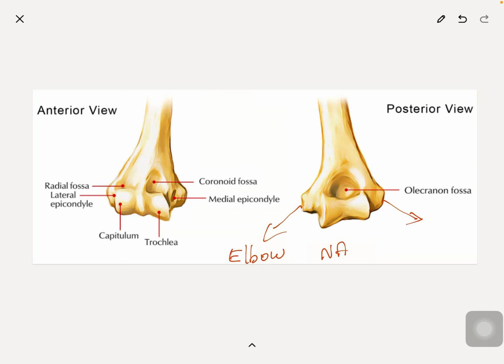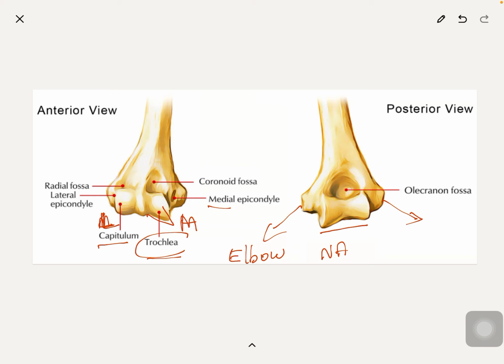The articular part first: it consists of the capitulum laterally and the trochlea medially. These are the articular parts, capitulum and trochlea. Trochlea is pulley-like. By this you can identify the side of the humerus. The capitulum is lateral and the trochlea is medial. So this is the trochlea medially and the capitulum laterally.